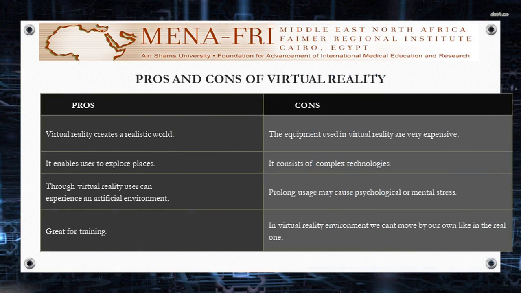Pros and cons of virtual reality. Pros. Virtual reality creates a realistic world. It enables the user to explore places. Through virtual reality the user can experience an artificial environment. Great for training. Cons. The equipment used in virtual reality is very expensive. It consists of complex technologies. Prolonged usage may cause psychological or mental stress. In a virtual reality environment we can't move on our own like in the real one.